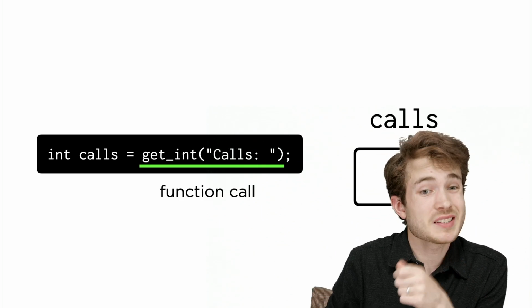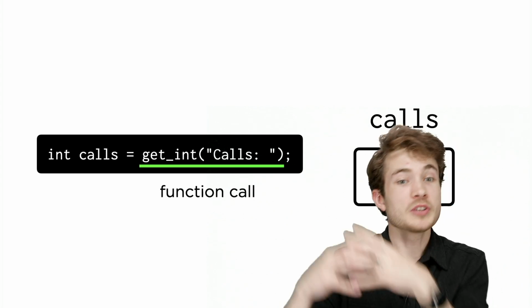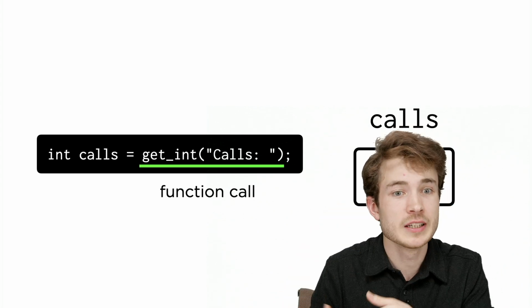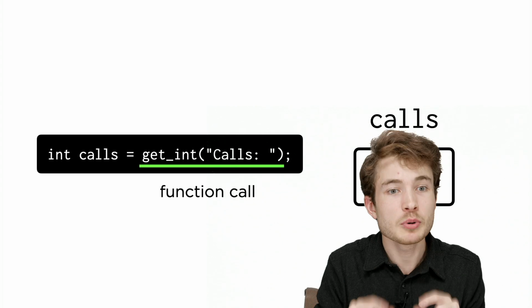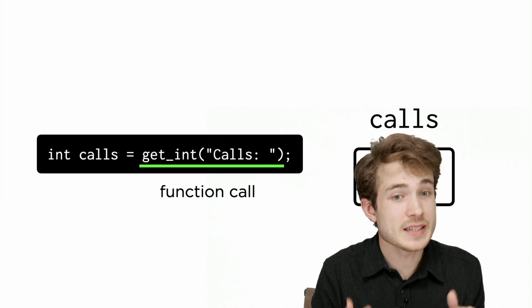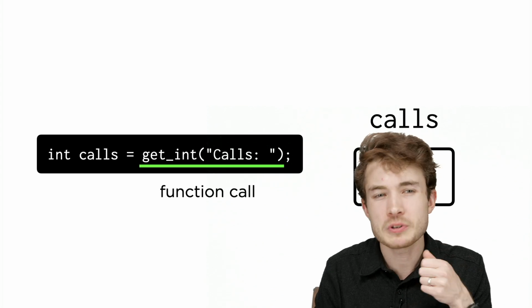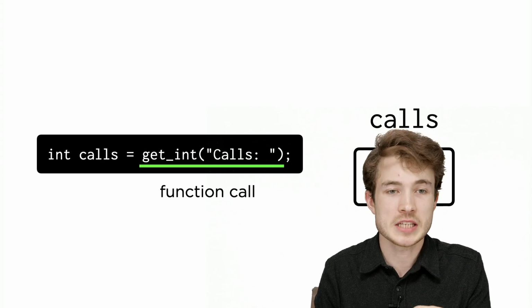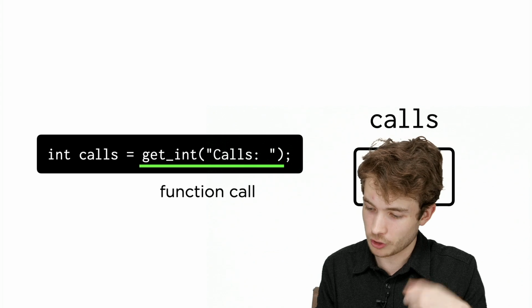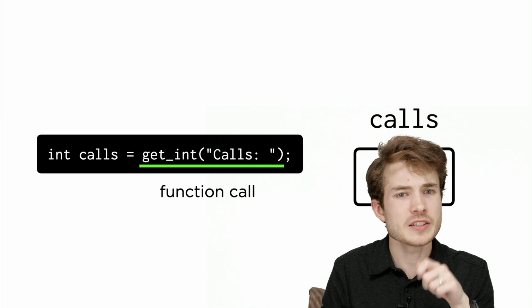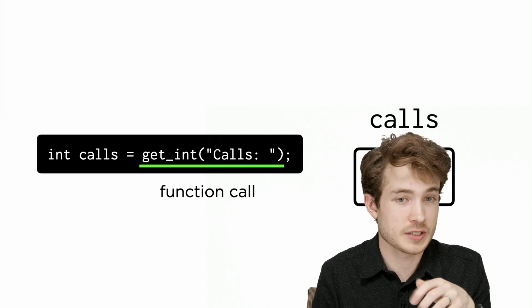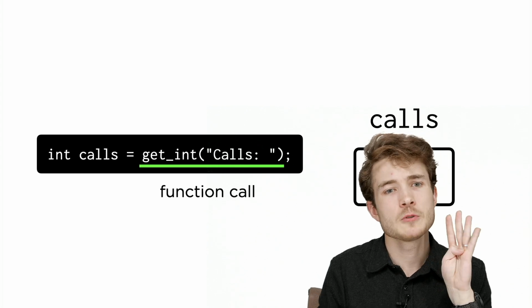So before we assign the value of calls, we're going to run this function and wait for the user to input some value. So getInt, this function on the left-hand side, will first be run before we store that value inside this variable we created called calls. But let's say that the user does give us some value, and they give us the value 4.